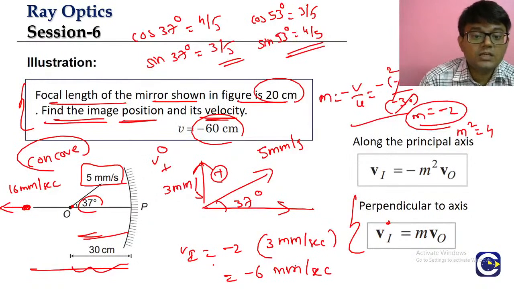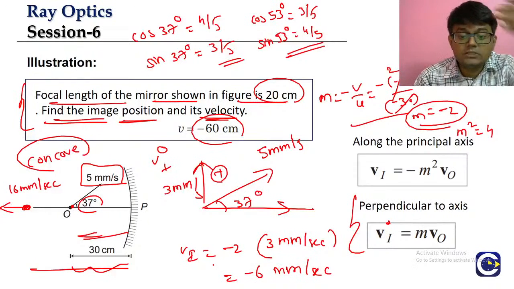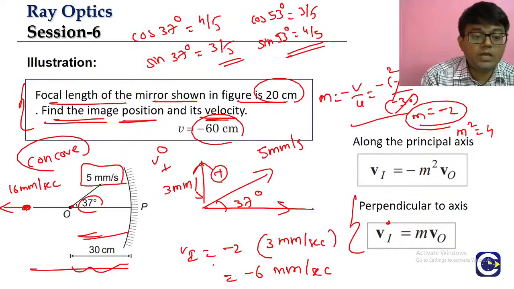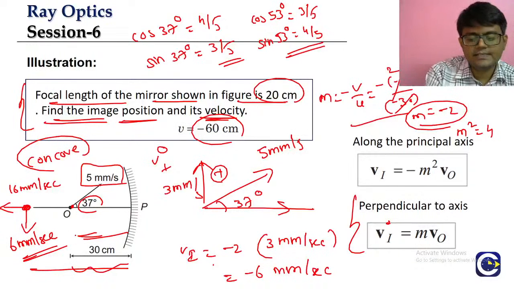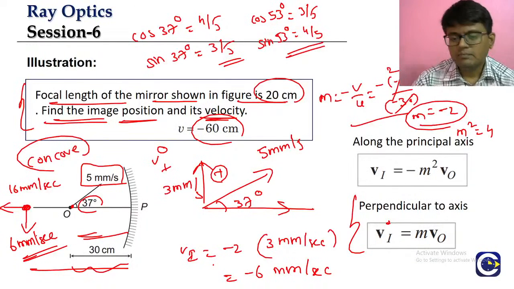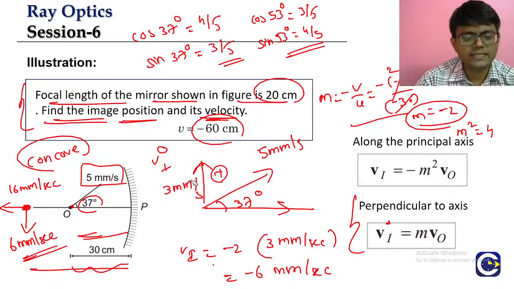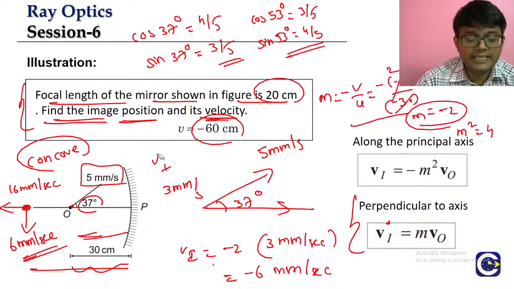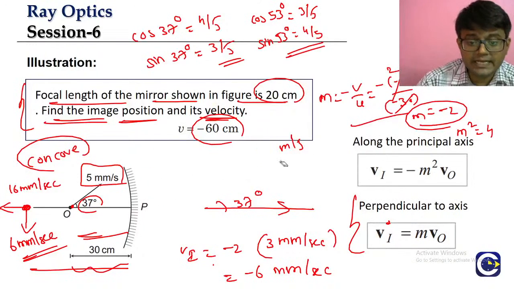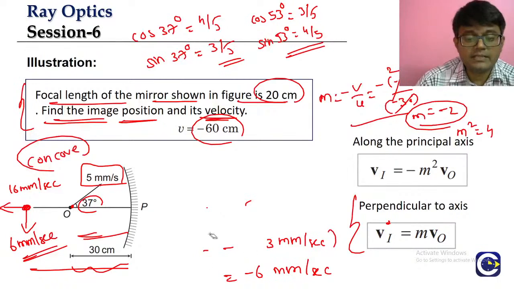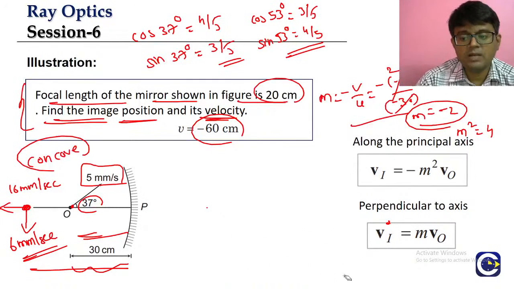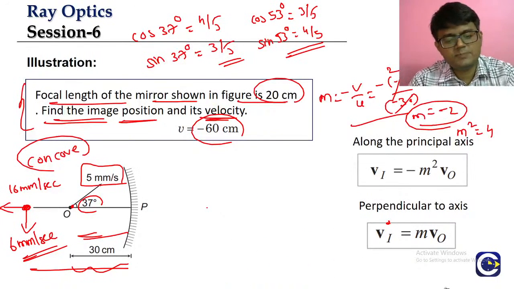Which means what? We took upward positive. This value is coming negative means what? The image will have a component of velocity perpendicular to the principal axis, which will be in the downward direction. And what about the value, guys? It will be what? 6 millimeter per second. So step by step we are able to solve means we will be able to get the answers for any type of question. So here, the only thing is we have to remember these formulae. If you are able to remember the formula means we will be able to answer this particular type of questions.